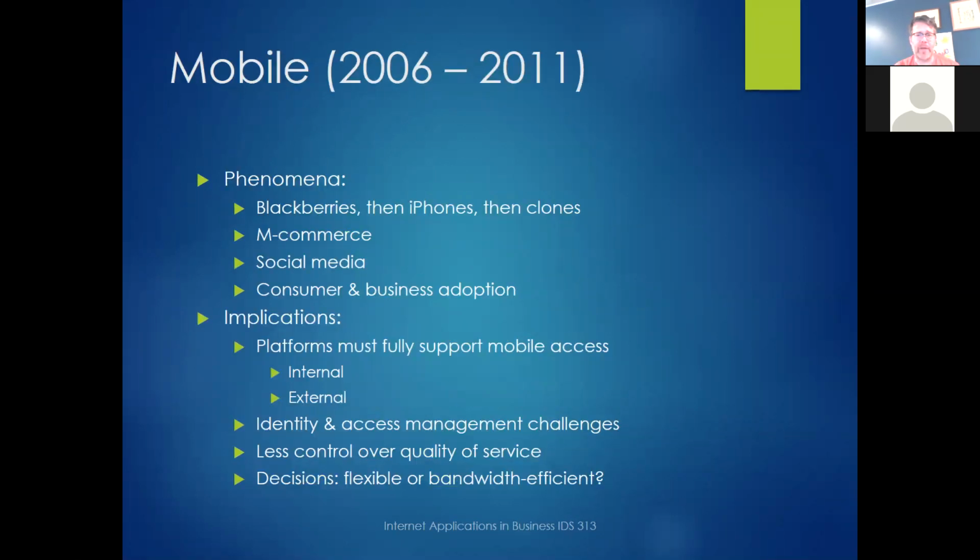Following that, we had the mobile era. Starting around 2006, I would mark that with the advent of the iPhone. What we had in those years, going in, at first, there were just BlackBerries, right? And if you've never seen a BlackBerry, it kind of looks like a miniature typewriter.